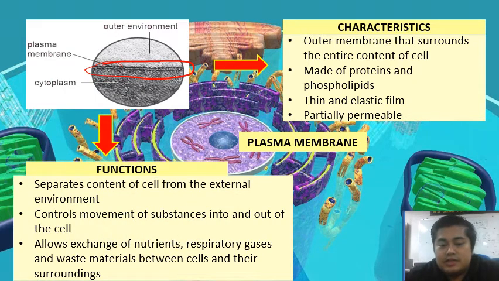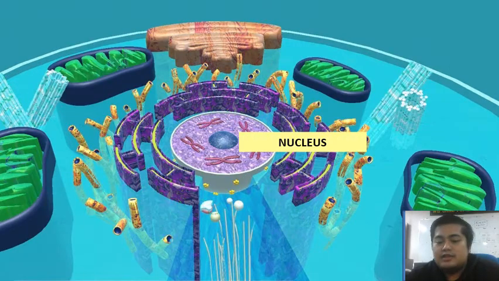So it separates the content of the cell from the external environment. It also controls the movement of substances into and out of the cell. It allows the exchange of nutrients, respiratory gases and waste material between the cell and its surroundings. So dengan kata lain, dia seolah-olah kita punya lapisan terakhir sebelum kita jumpa dengan environment luar ataupun outer environment kita. So next we have our nucleus.